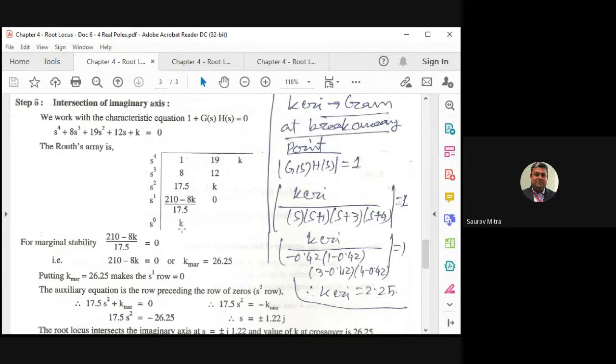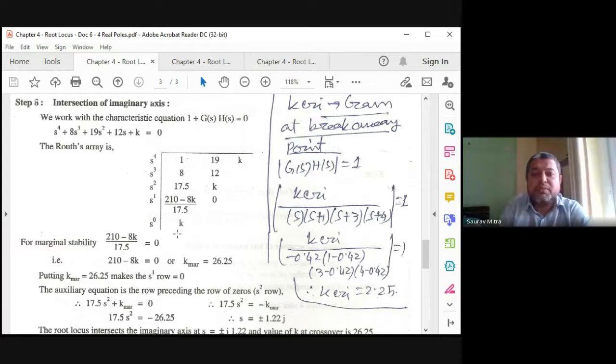So finally, for this first column to be all the same sign, all positive, 210 minus 8k should be greater than 0. That means the maximum k value should be 26.25. If k is 26.25, we find that this is 0. That means k should be less than 26.25. So k marginal is 26.25. This is the first thing you have found.